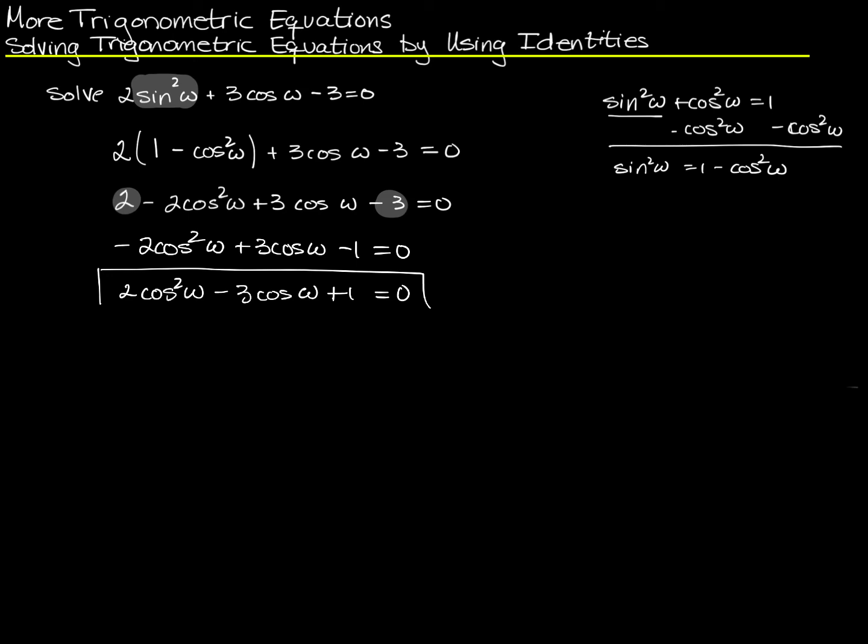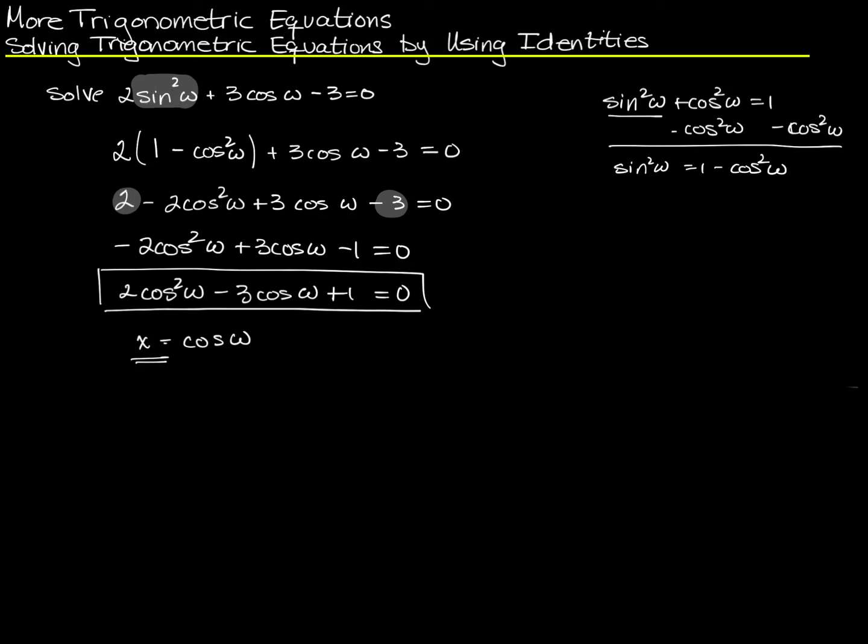And now all I have to do is substitute x for cosine of omega. Once I've done that, I'll have a quadratic. I can solve the quadratic, back substitute, and find the solutions to my trigonometric equation. So this is a case where it started out looking like a quadratic, but it wasn't quite a quadratic. It wasn't all in terms of one function.